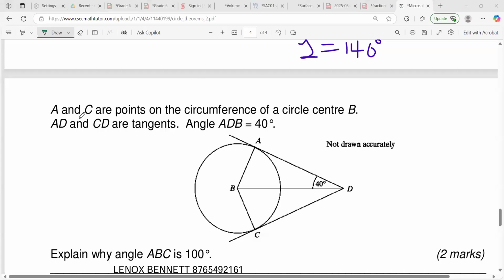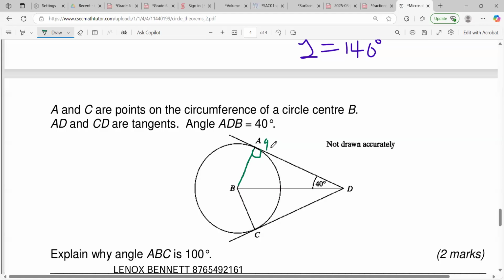All right, so A and C are points on the circumference of the circle with center B. AD and CD are tangent, which are these two, right? Angle ADB equals 40 degrees. Two ways you could approach it, guys. Explain why angle ABC is 100. We could say that the angle between the radii and the tangent is 90, right? So this would be 90 degrees.